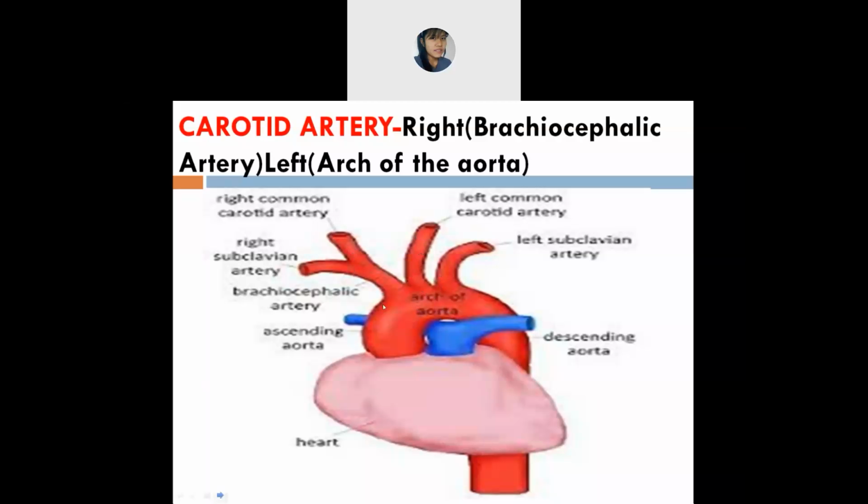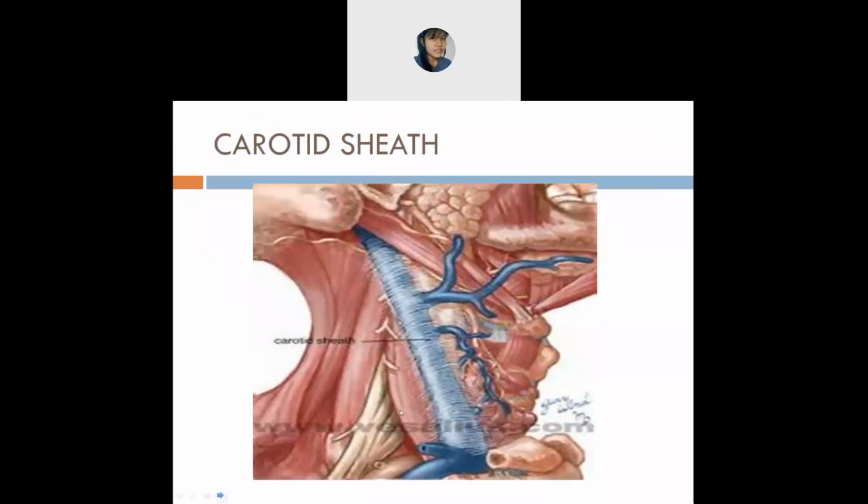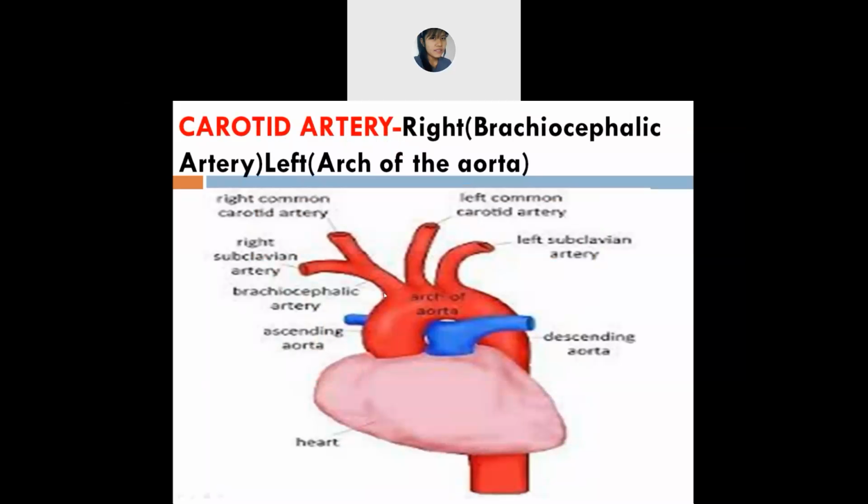What happens here? The common carotid arteries are embedded in fascia, which means the right and left common carotid arteries are together in the fascia, which is called the carotid sheath. So this is the carotid sheath. Both the right and left common carotid arteries meet here.